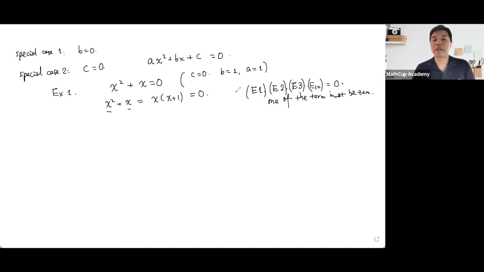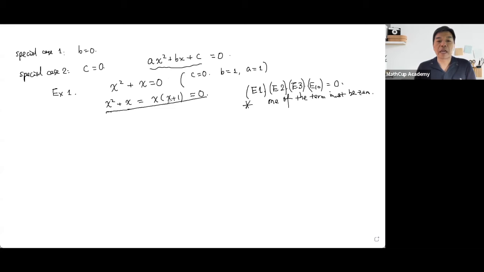Right, this is a very, very simple yet powerful property. If I have a bunch of terms multiplied together equals 0, then one of the terms has to be 0. And this is the basic property to solve this when I can factor the quadratic term.